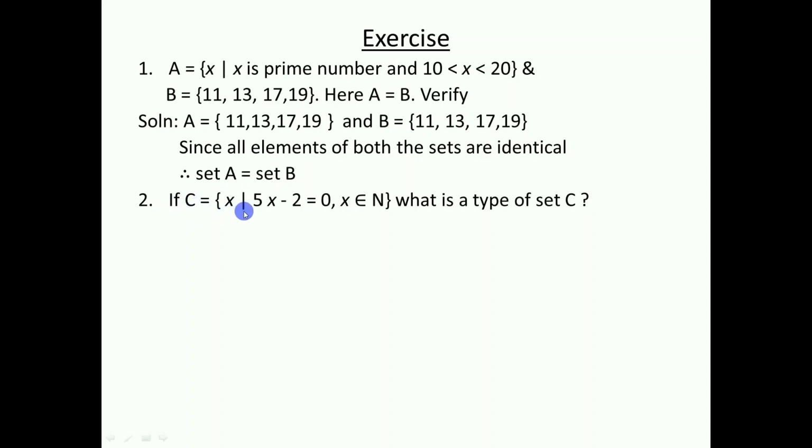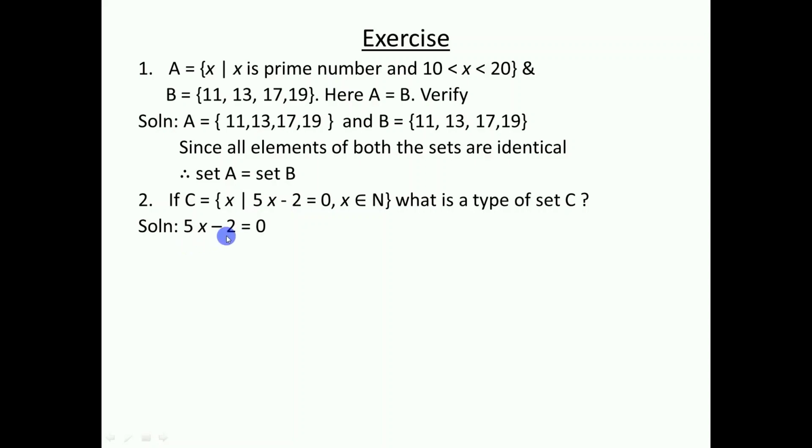5x minus 2 is equal to 0, x belongs to natural numbers. What is the type of set C? So we have to solve this set, get the element, and tell what is the type of the set C. Whenever you get this kind of equation inside a set, you have to take that equation, solve it and find the value of x. So let us solve this.